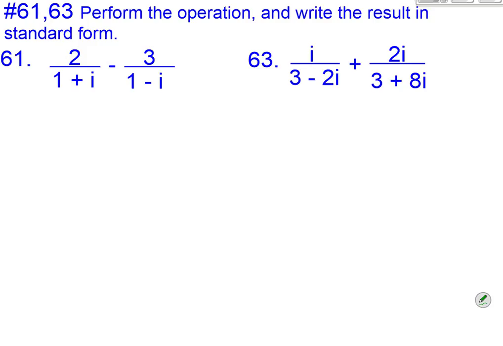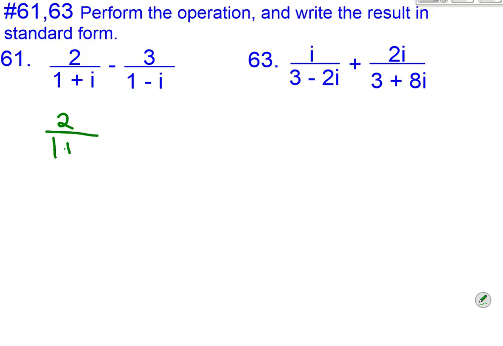So this is 2 over 1 plus i minus 3 over 1 minus i. So the common denominator is going to be 1 plus i times 1 minus i. This one's a little more straightforward. 63 is kind of ugly, but I will go through it as well. So I'm just going to rewrite them.